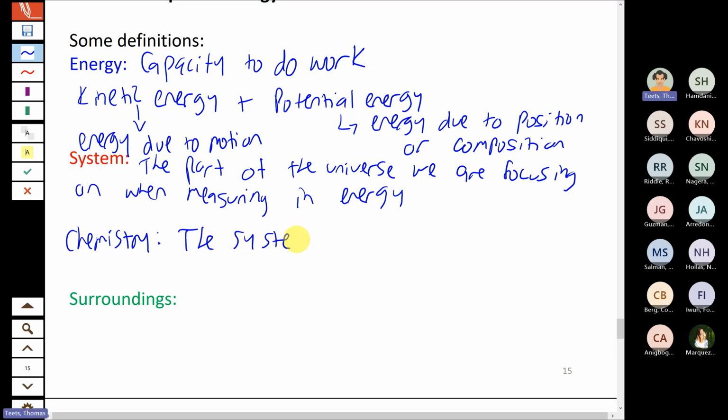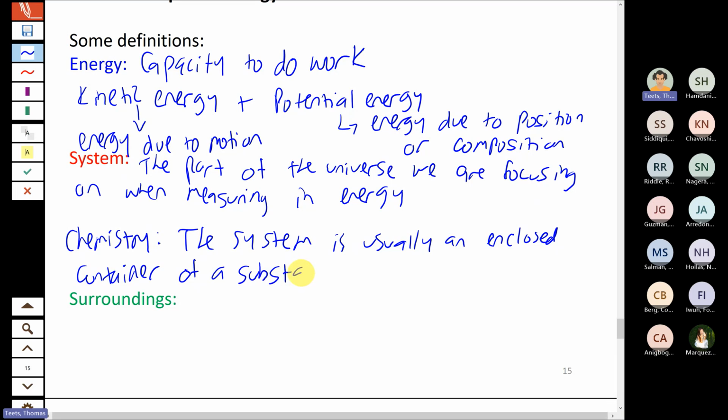the system is usually an enclosed container of a substance. So if we're measuring some physical process on that substance that involves energy change, it would just be a closed container of that substance, or it could be, as we'll see later on in this chapter, a chemical reaction.